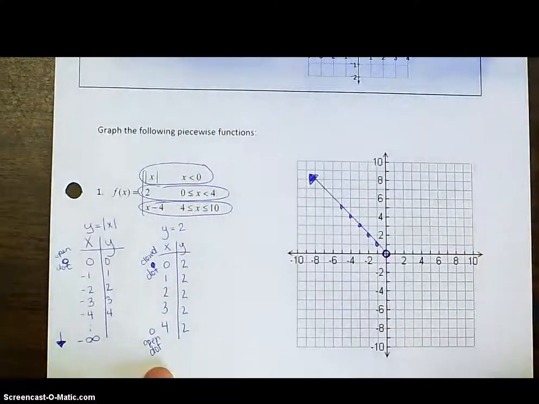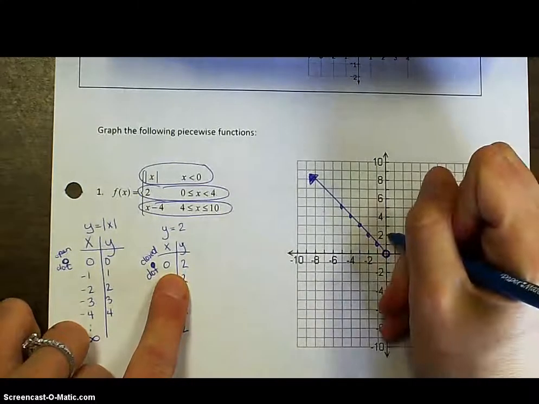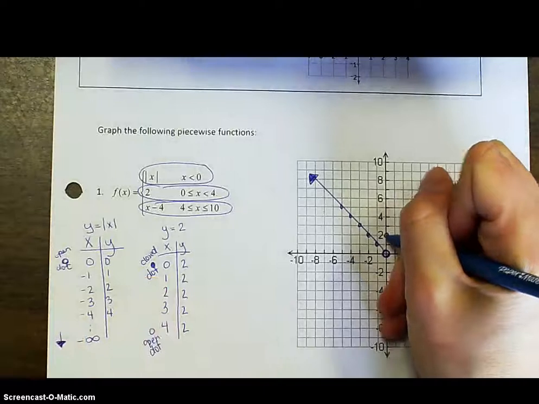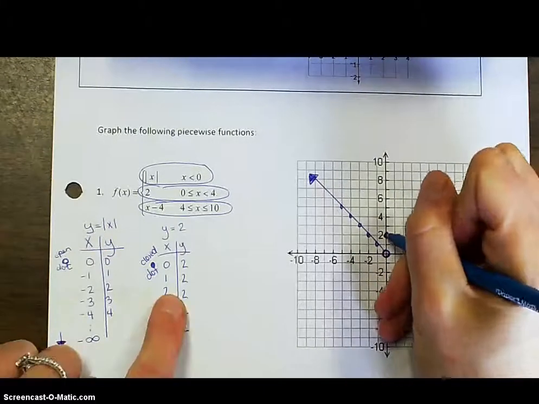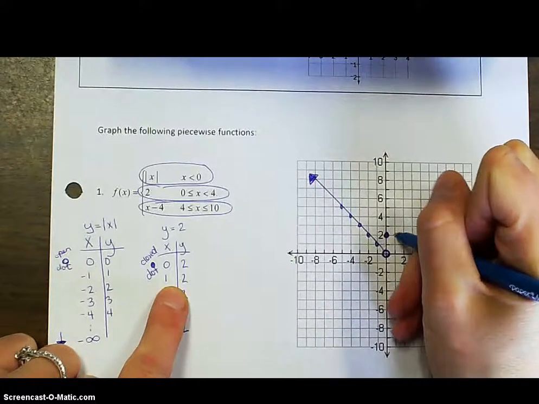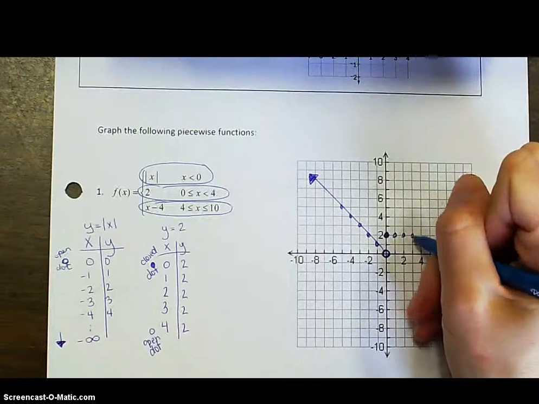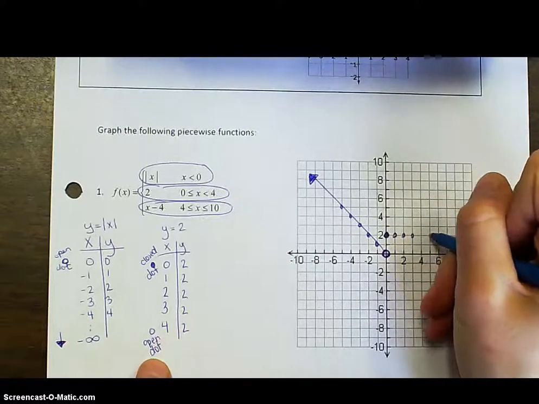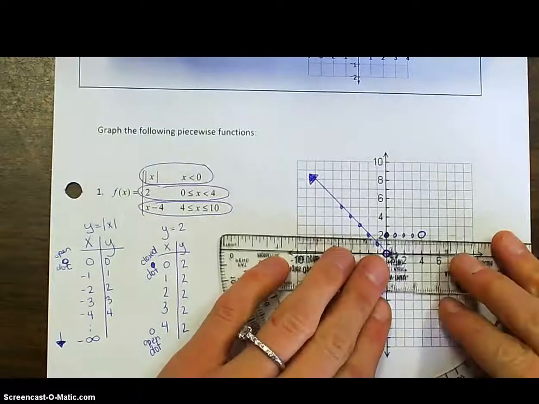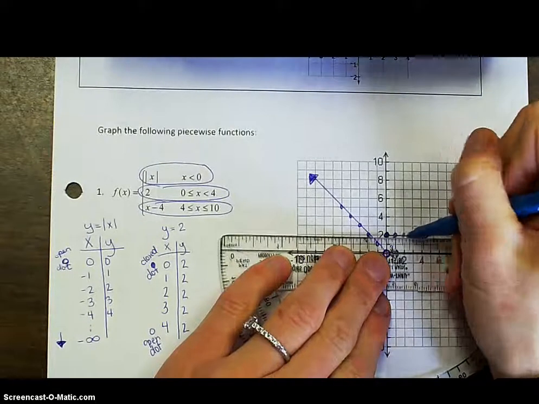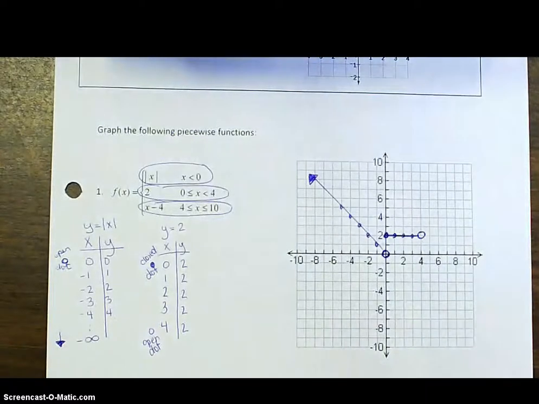Now we're going to plot, and this is our middle piece. So our first dot is going to be 0, 2. So I'm going to go up to 0, 2, and this is going to be a closed dot, because it says right here we're allowed to be equal to 0. Then we go 1, 2, and these are all closed dots because they're in the interval. 3, 2, and now 4, 2, this is an open dot. We're not allowed to be equal to 4, so that's an open dot. So these are all closed dots in between, and then we just connect them. And now we have our second piece.